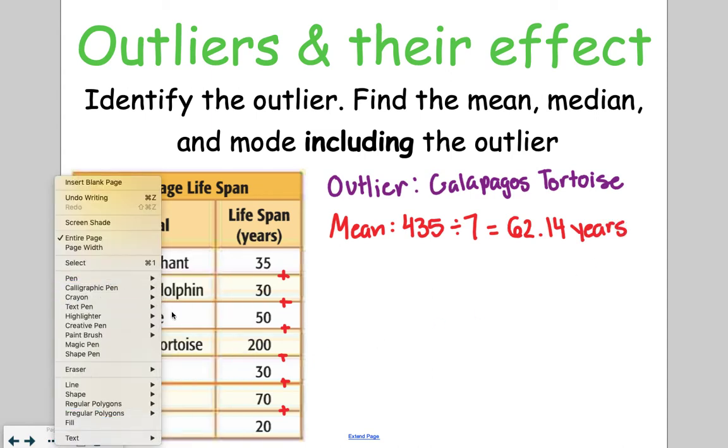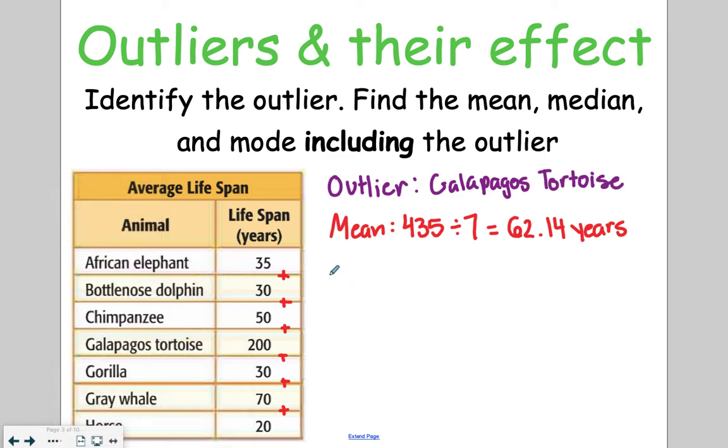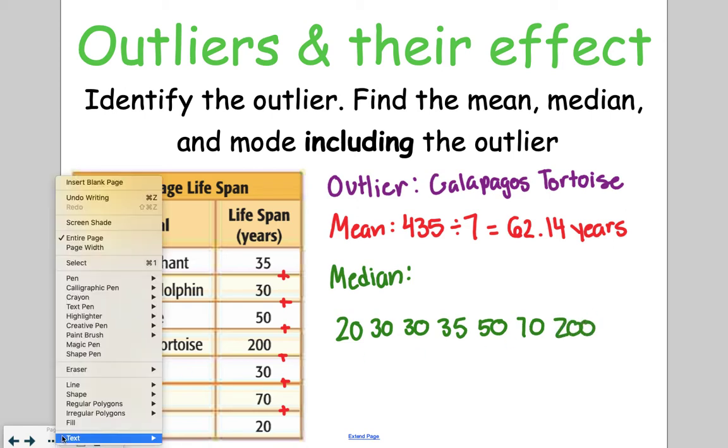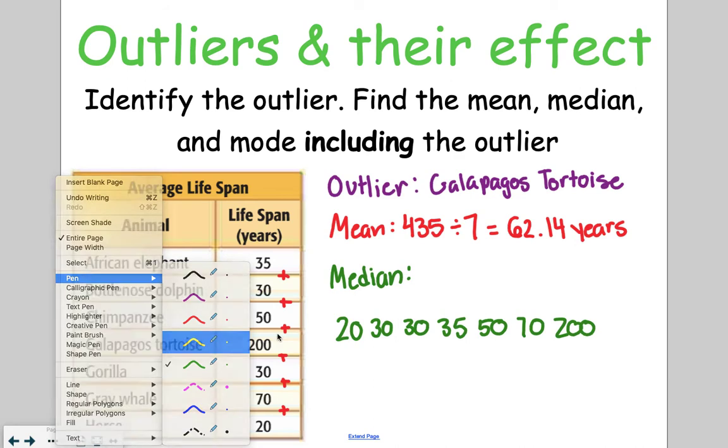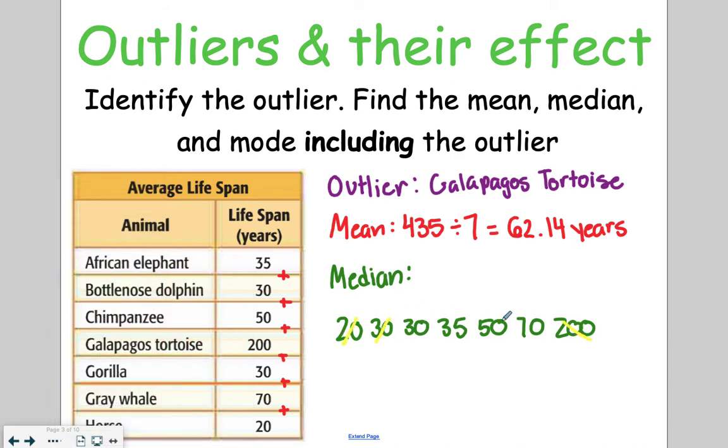Then we're going to go ahead and find the median. In order to do that, we know that we need to line our data up from least to greatest. So that's going to give us 20, 30, 30, 35, 50, 70, and 200. We know we need to cross out in order to find the middle number. So small, big, small, big, small, big, which leaves us with a median value of 35 years.